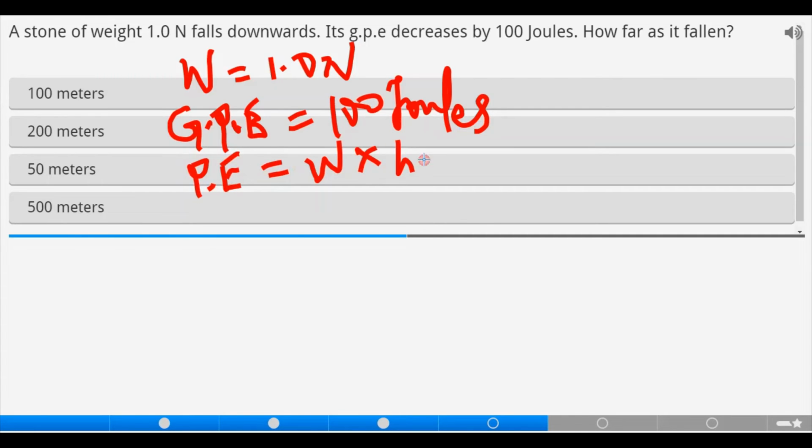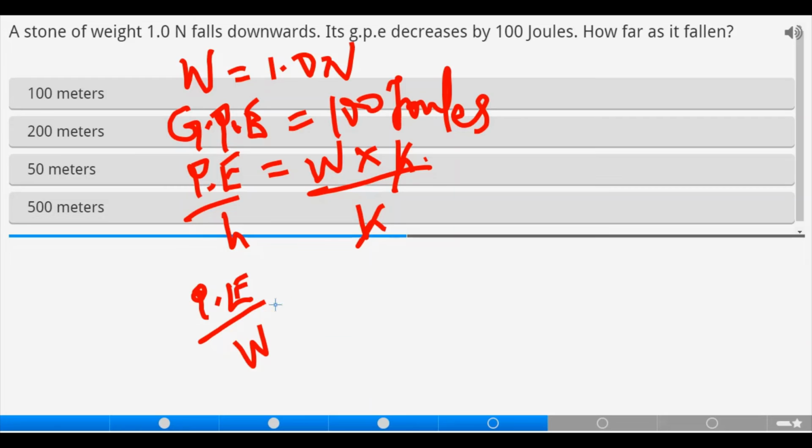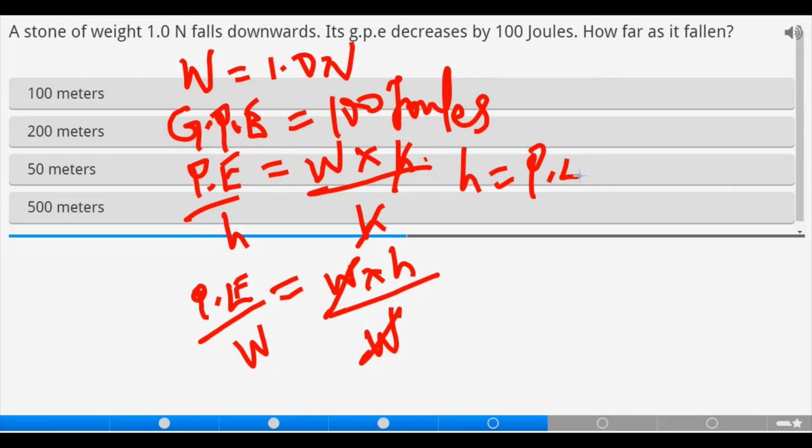Weight times height. Then if I divide both sides by height, this and this will cancel out. So we are dealing with the calculation of height rather. So I can do it again. Divide both sides by weight. This is it. Weight times height divided by weight. This and this will cancel. So height now will be the gravitational potential energy divided by what? Weight.